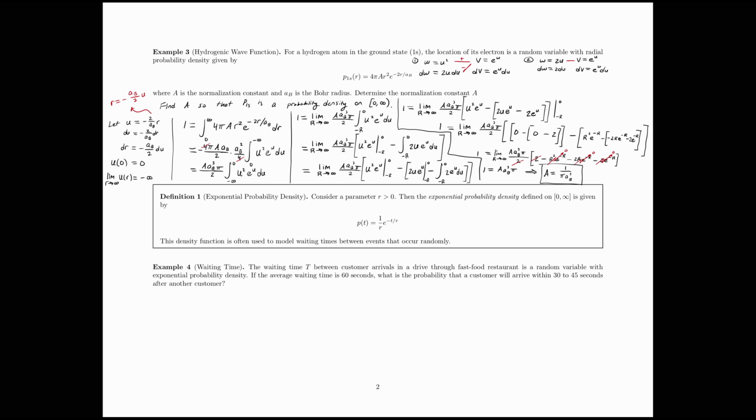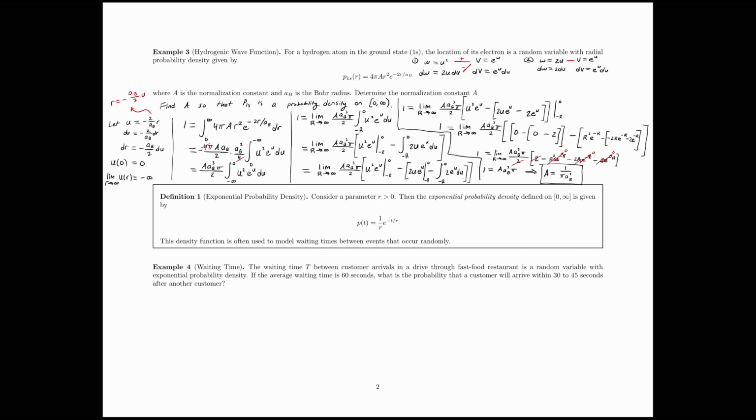So if we read in the above definition of the exponential probability density function, it says consider some parameter r greater than 0. Then the exponential probability density function defined on this interval is given by 1 over r e to the negative t over r. This density function is often used to model waiting times between events that occur randomly. So the average waiting time, it's the average value here.